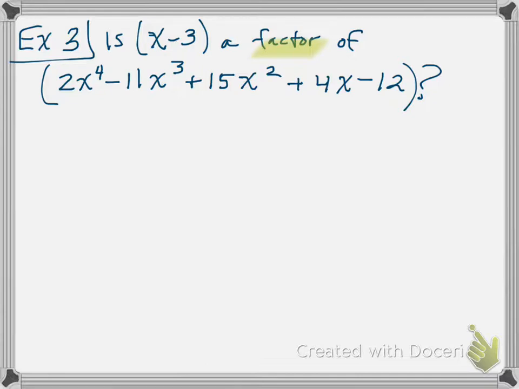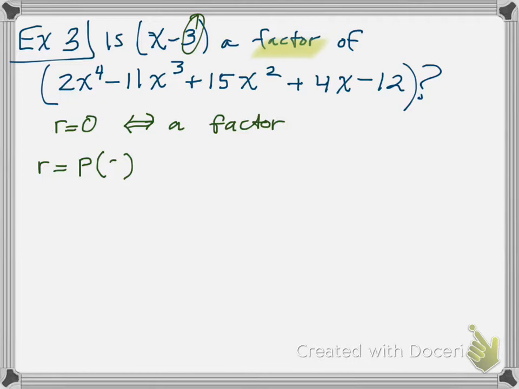So we have this equivalent relationship between the remainder being 0 and us having a factor. Okay, so all I really need to see is the remainder 0 here. Well, I know that the remainder is going to be equal to the function value. I'm going to call it p of x. So the function value at a. Well, a here would be just the 3. So the remainder should equal what happens when I plug in 3 for x into this function.